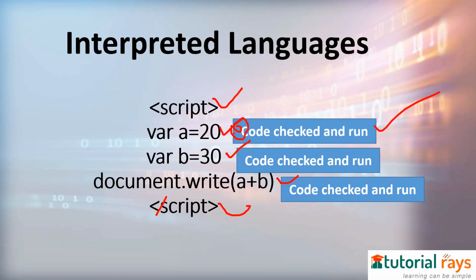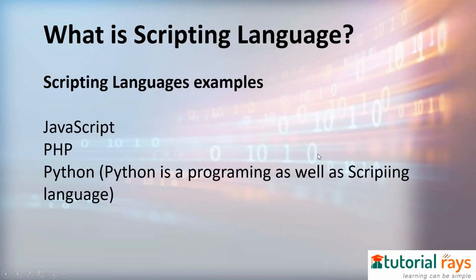Again, this line is done, then here once again it will be checked and run, checked and run. So that is the main difference. In a compiled language, the whole thing is checked and then run. But in this case, line by line, one line is read, then executed. One line is read, executed. This line is read, executed. Line by line it is read, and line by line it is executed.